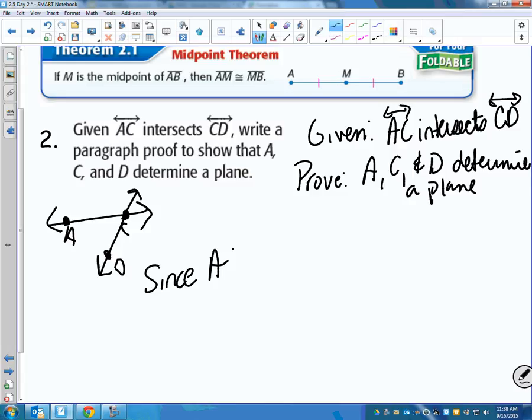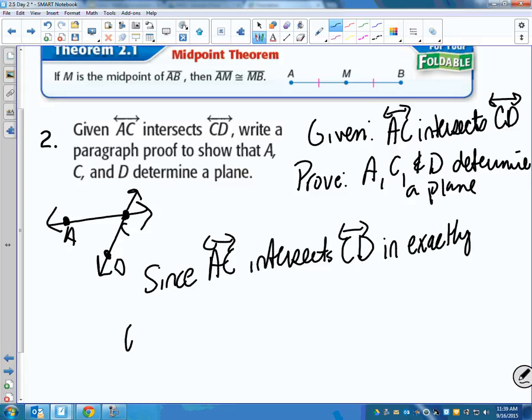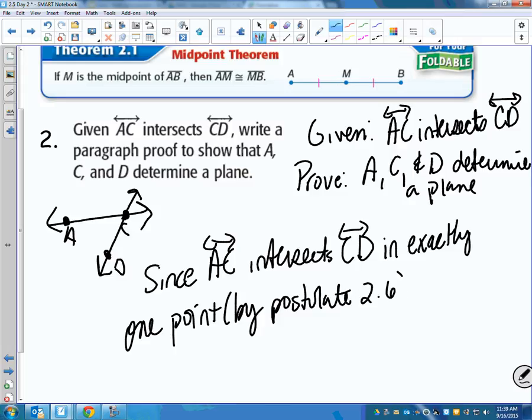Since AC intersects CD, I'm going to try to use as few words as possible. I think that's a goal to have, right? Since AC intersects CD in exactly one point, by postulate 2.6. I only know that because I have my notes in front of me. If it was a test, I would say by such and such postulate, or by a postulate says.